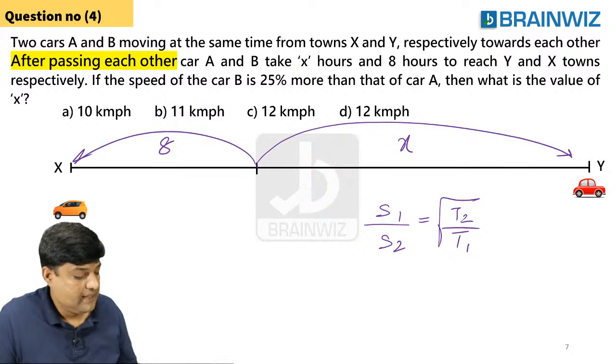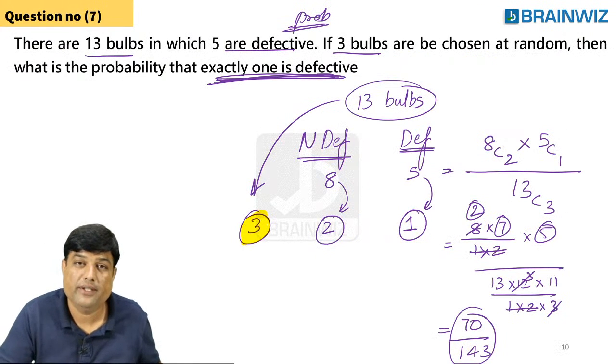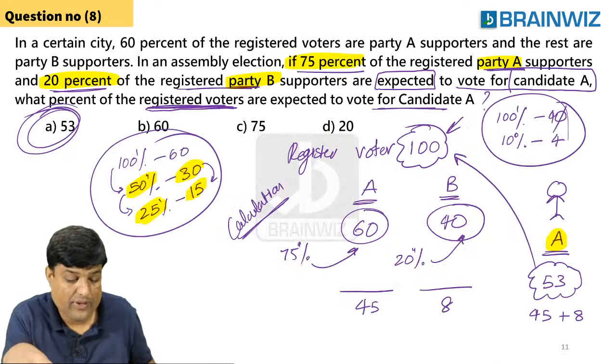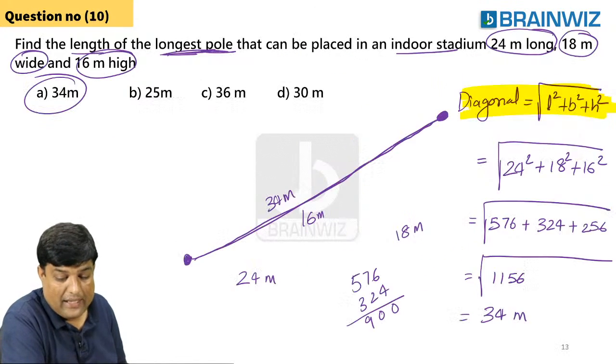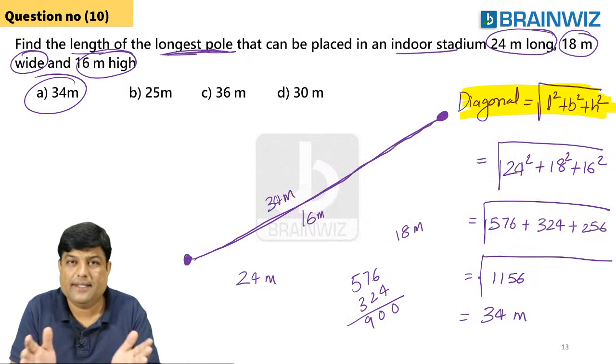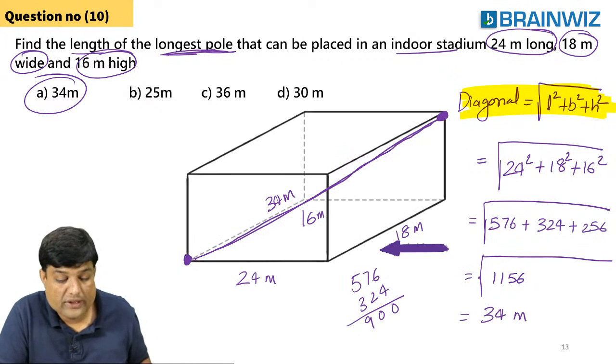We have done all these things, guys, and next we have done the permutation combination based question. Then we have done the question based on probability, and then the question based on percentages. Again, we have done a percentages based question, and the last one, guys, is a geometry kind of question. I believe you all have understood this. Yes or no? Clear?